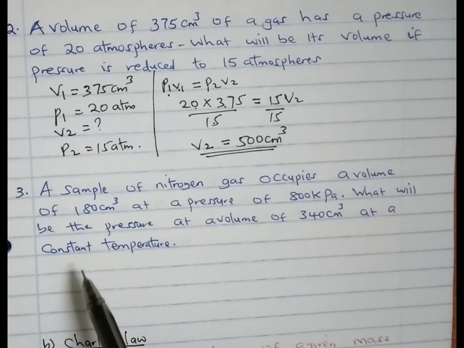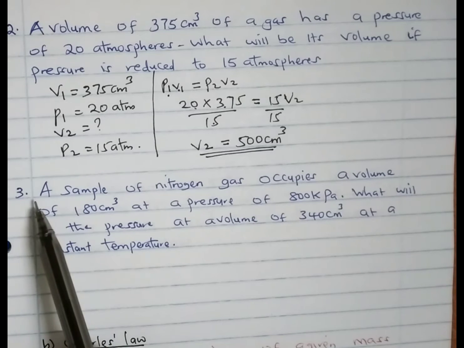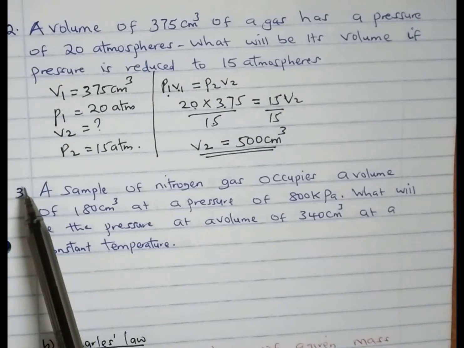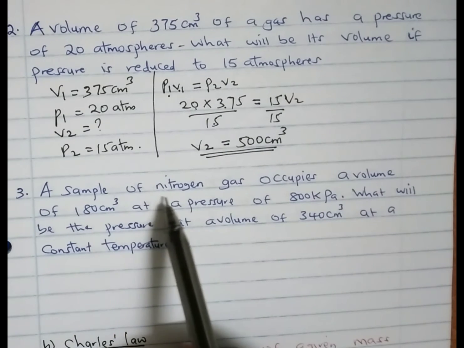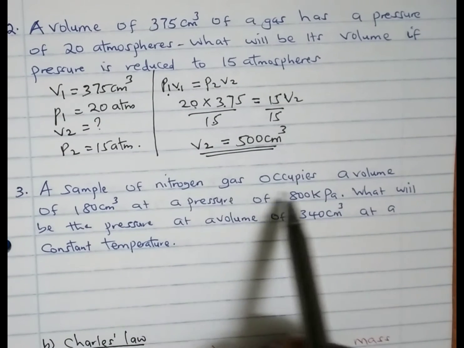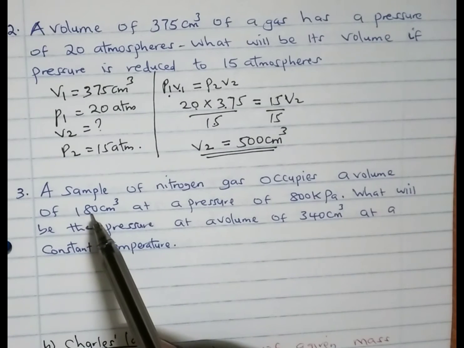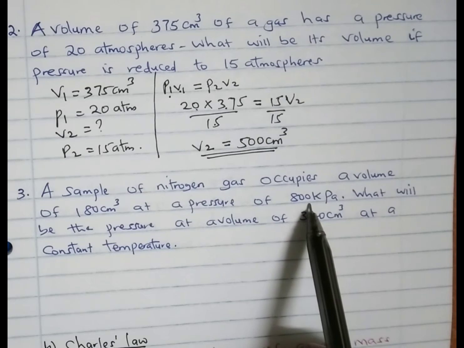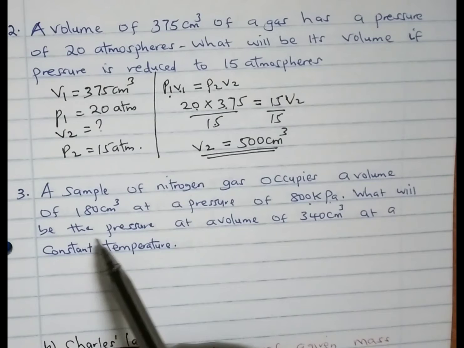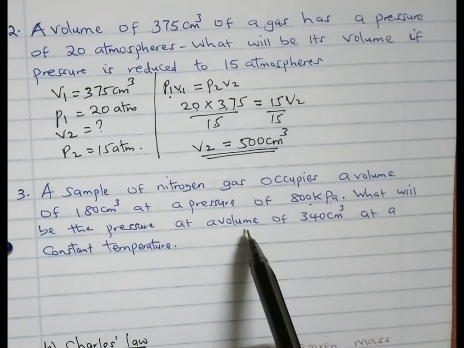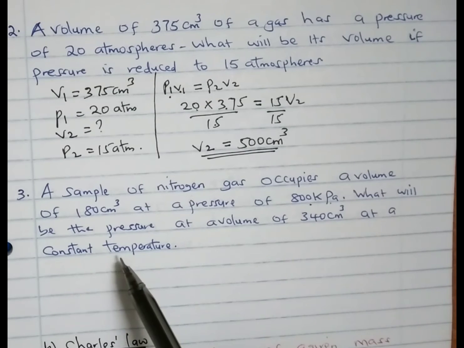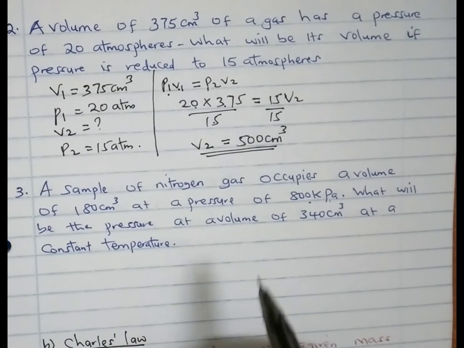We move down to example number 3, or question number 3. A sample of nitrogen gas occupies a volume of 180 cm³ at a pressure of 800 kilopascals. What will be the pressure at the volume of 340 cm³ at a constant temperature?